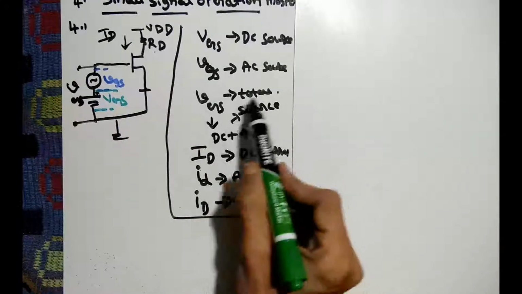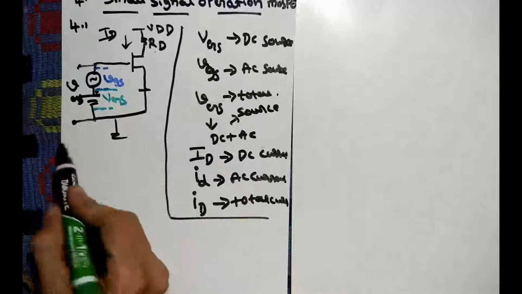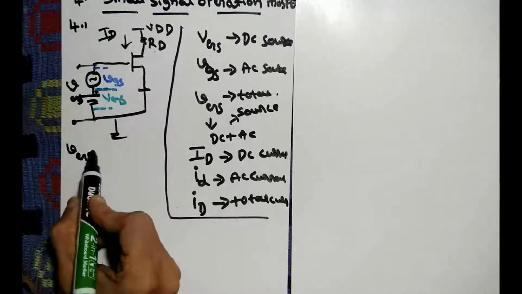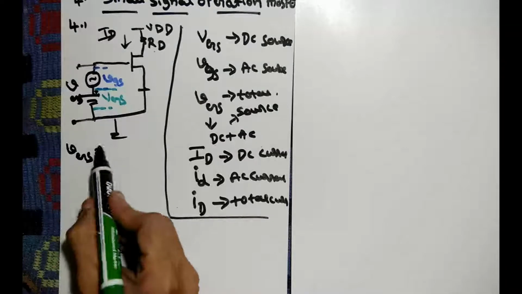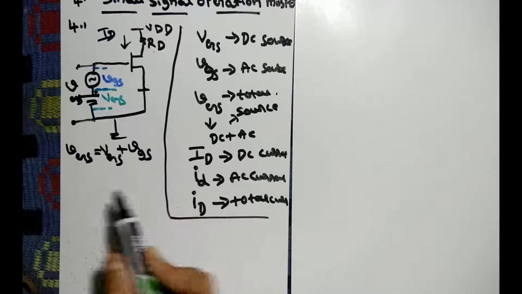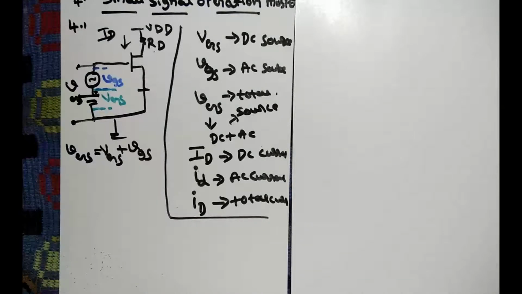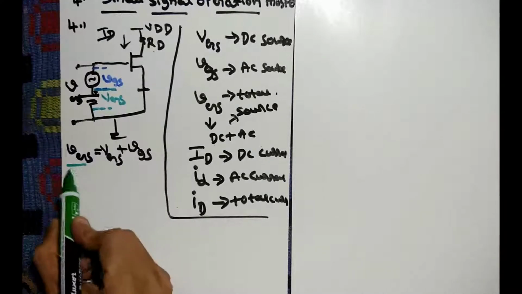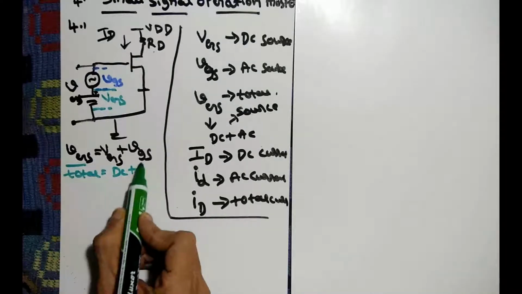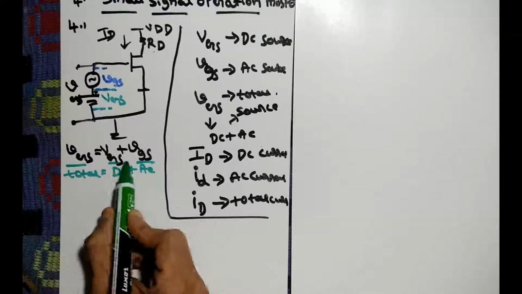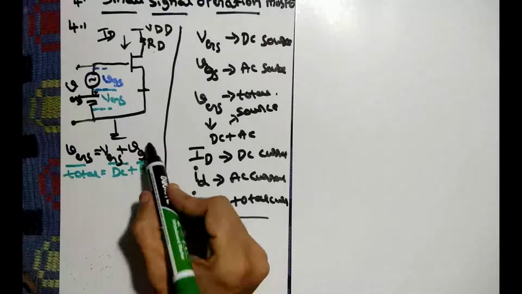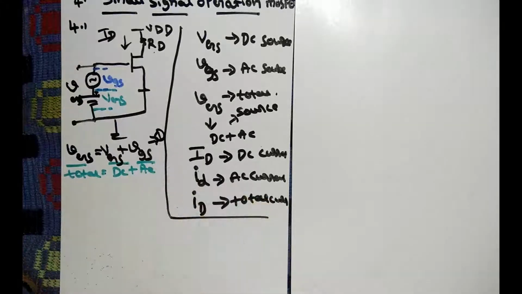I already said that total source is equal to DC plus AC. So small v capital GS is equal to capital VGS plus small vgs. We can easily see that this portion is the total signal, this portion is DC, and this portion is AC. This is the first equation, how we represent the signal source.